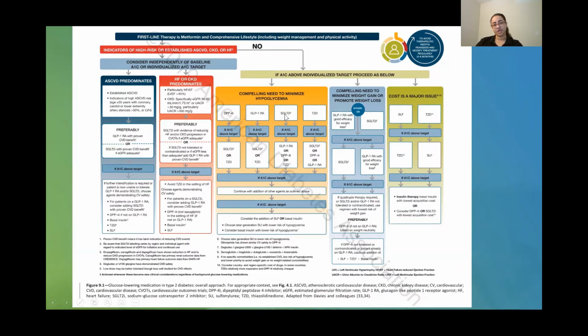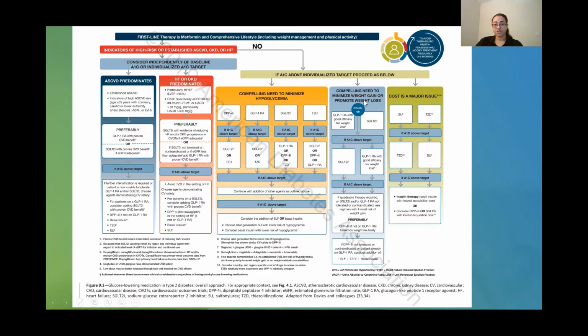We have the SGLT2s and the thiazolidinediones are the ones that are preferred because they do not have a high risk of nocturnal hypoglycemia. And then they could be used as a combination if the A1C target level is not reached.